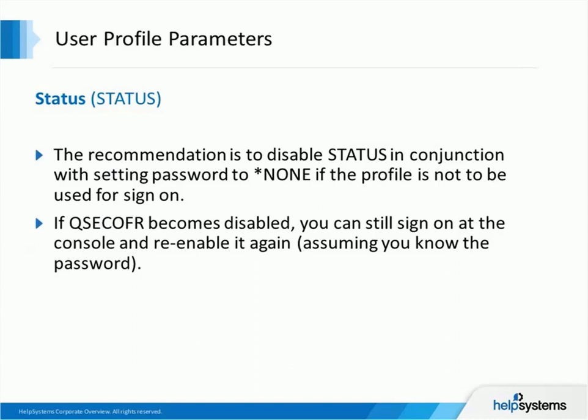Now, if the QSECOFR profile becomes disabled because of too many invalid sign-ons, just know that it's not permanently disabled from all access attempts. You can still sign on to the console and re-enable them. Now, that assumes you know the password. If you don't know the password and you've disabled it, you either have to use a different SECOFR account to re-enable it. Otherwise, you have to IPL your system and go through DST, et cetera, or hard into DST from the front panel.